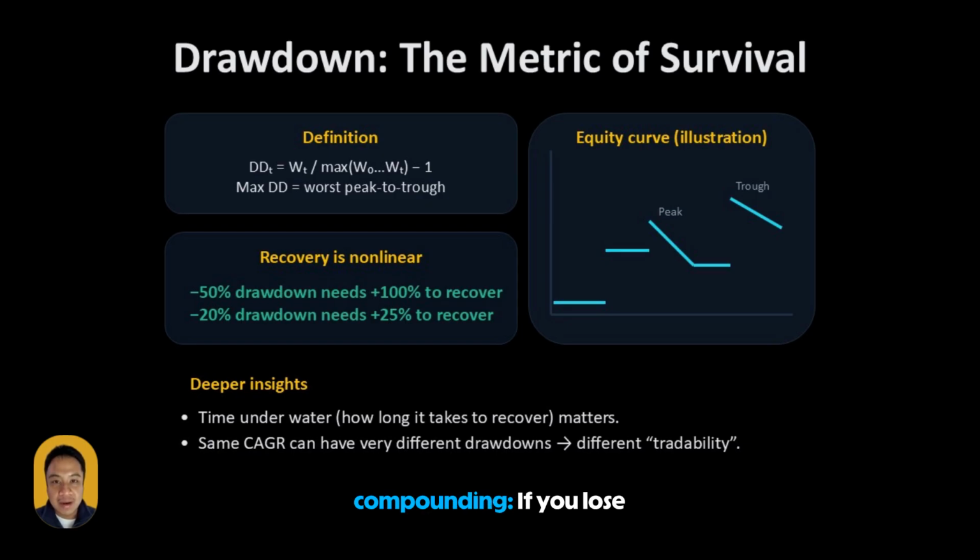Now link back to compounding. If you lose 50%, you need plus 100% to recover. If you lose 20%, you need plus 25% to recover. This is why risk management exists. Not because we hate return, but because we need survival.